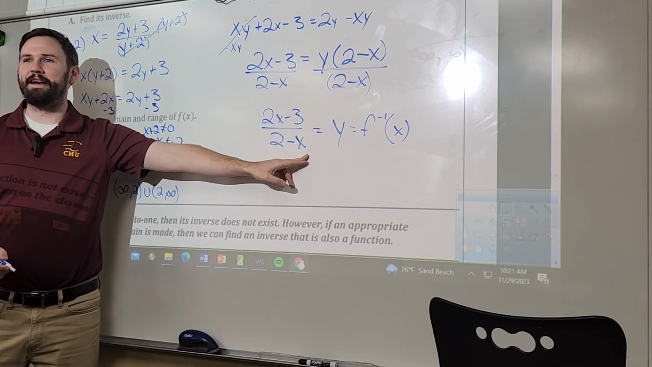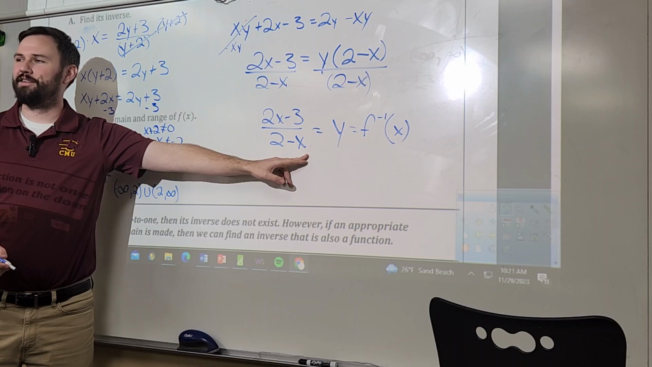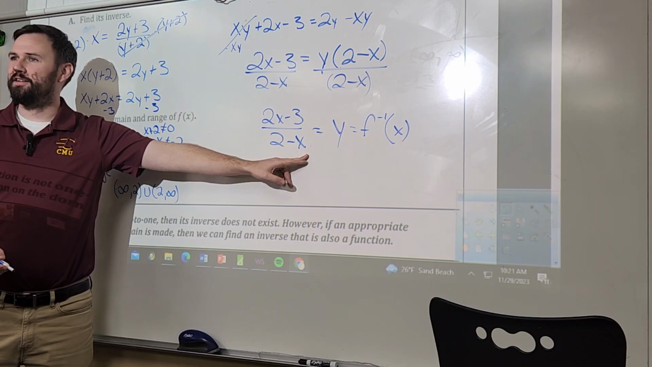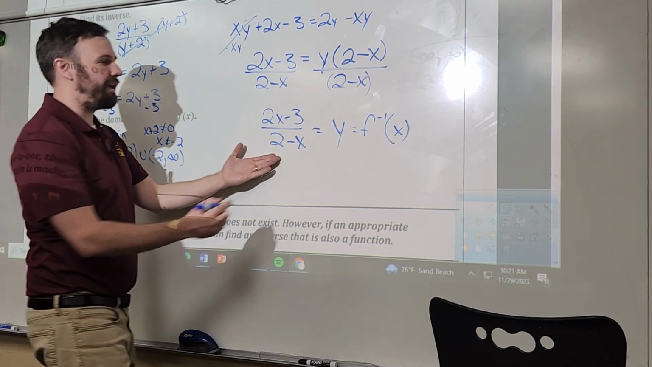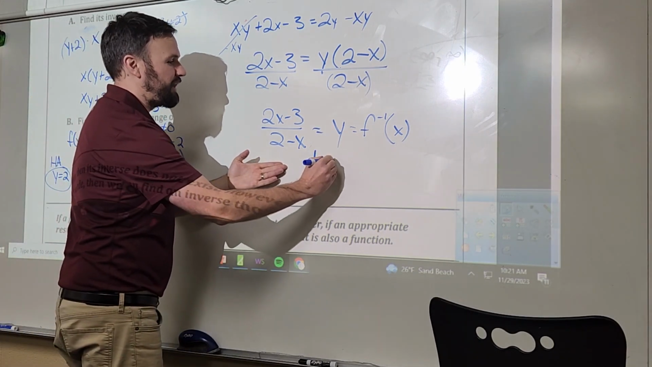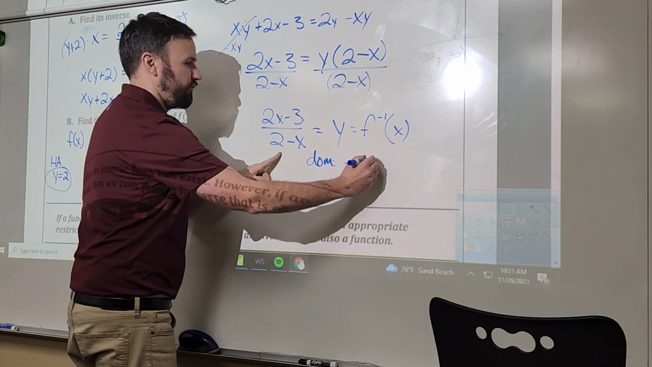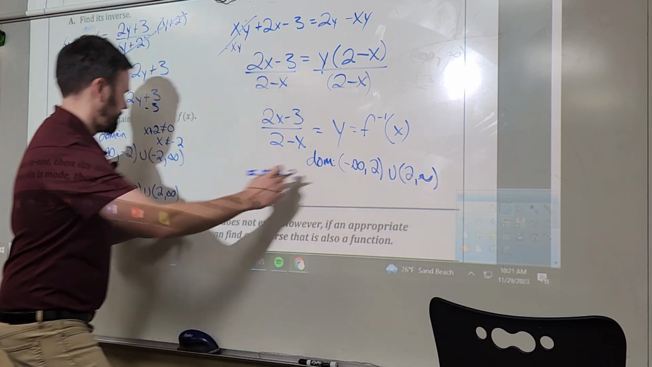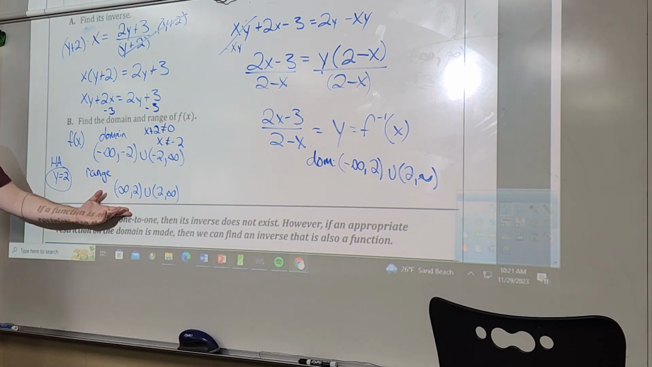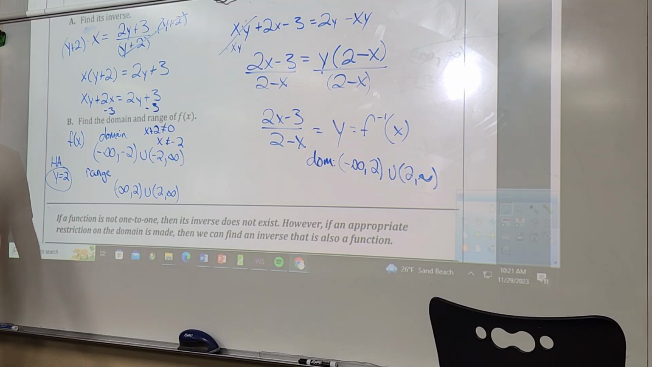What can't my bottom be on my inverse? 2. Remember, range and domain are swapped. What's my domain on my inverse? You didn't have to find this, but let's think about it. My domain would have been from negative infinity to 2, and then 2 to infinity, right? It works. Math works. This is actually a review question, because it's going to come back up.